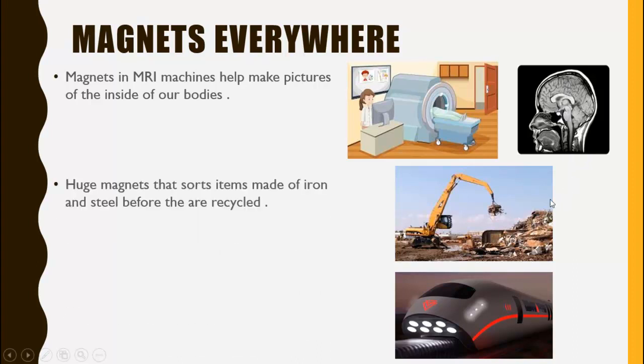And also a huge magnet is used to lift items made of iron and steel before they are recycled. It's useful because it makes the work go much faster. And also magnets are used in the maglev train. The maglev train uses magnets to lift and move the train forward. So we use magnets in many things. So the magnet is very important in our life.